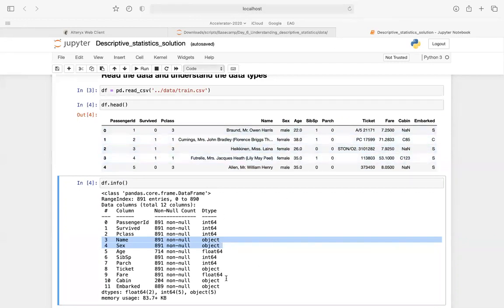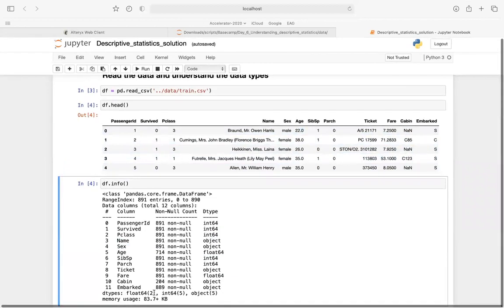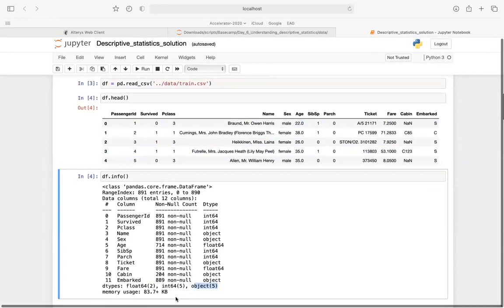If I go to age, I get it as a float because it has decimal point numbers. Here is a brief summary again. I have 2 columns as float, 5 columns as integer, and 5 columns as object. And the total memory that it is occupying is 83.7 plus KB.